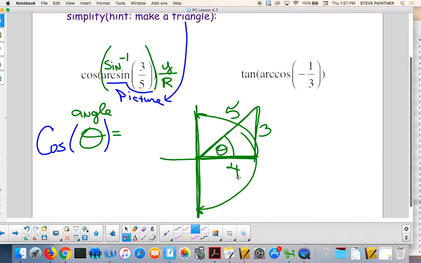And how would you know it's 4? That is a special right triangle, 3, 4, 5. But if you didn't know that, could you do Pythagorean theorem to get the 4? Yeah, you could. I'm not going to do it, but you could. So what is cosine? X over r. X over r is what? 4/5, you got it. Boom. Do the next one, then we're done.